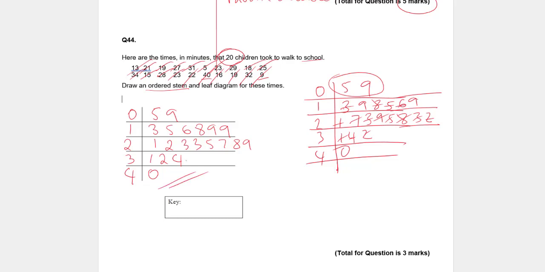Good. Okay, now we need to put a key down. So we have, let's just choose this one, 2, the line, and the 1 means 21, and the time is in minutes, so that will be 21 minutes. Okay, and that's worth 3 marks.